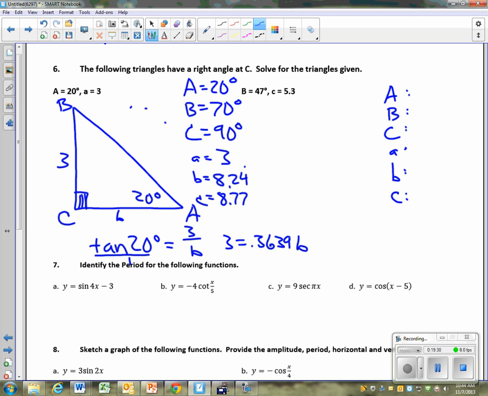Okay, let's check our answers here, people. A should be 43 degrees, B should be 47 degrees, C should be 90 degrees. C is 5.3. What'd you come up with, A and B? 3.88. 3.61. Okay, let's move on.